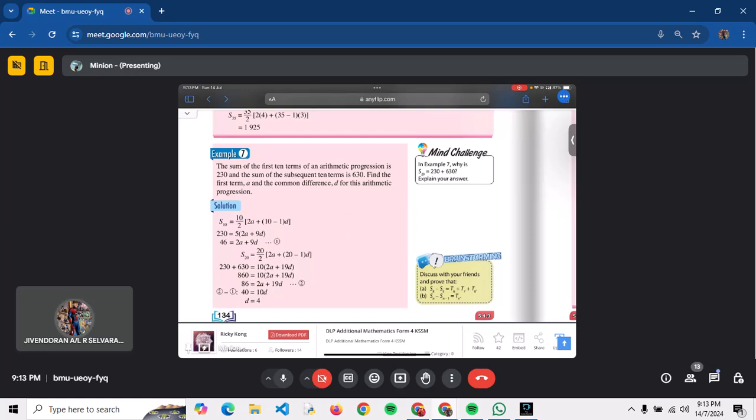Okay. So since in this case elimination is easier, you can do the second equation minus the first equation. Then you can find your D, which is 4. Then you can use that D and substitute it in either the first equation or second equation. Then you can find your A. Okay. So that's the question. I hope you can understand.